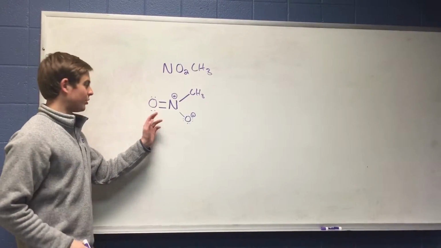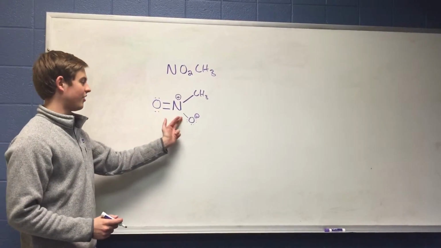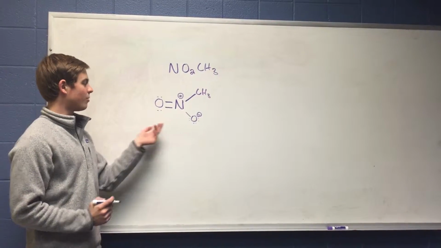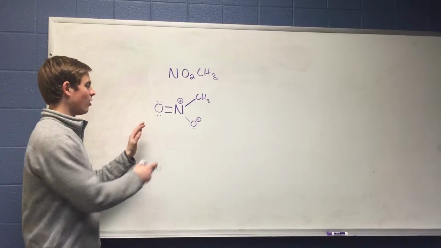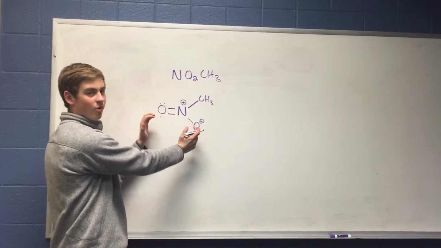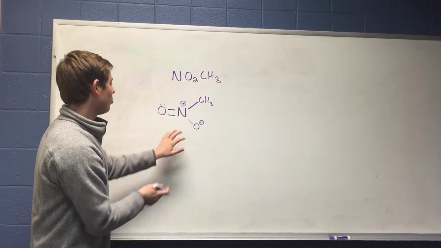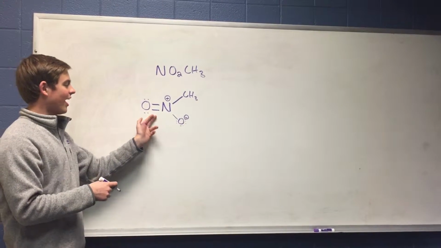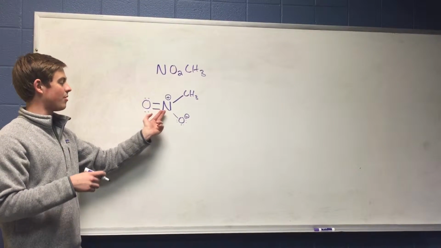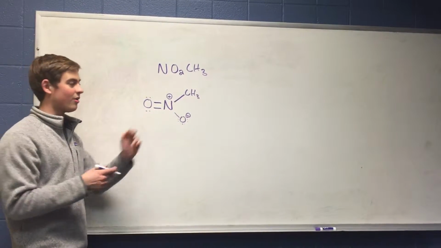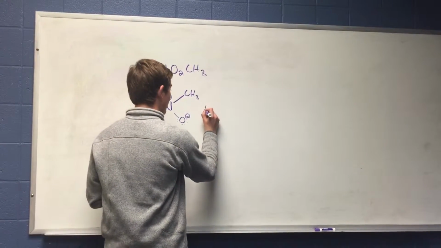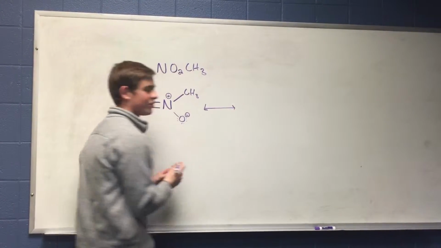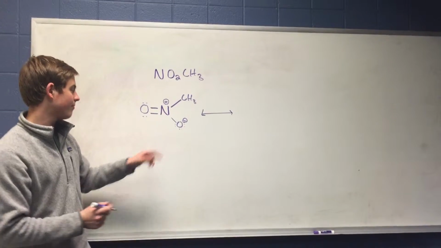Looking at this Lewis structure, we see that there's a double bond on the oxygen and a single bond on this oxygen. But since they have similar electronegativities, they're going to be pulling the electrons at an equal rate. So, looking at this molecule, you can see that although we have the double bond on this oxygen, the electrons in this double bond are going to be pulled by this oxygen as well. Therefore, we have to denote that there is another Lewis structure that's possible for this molecule.